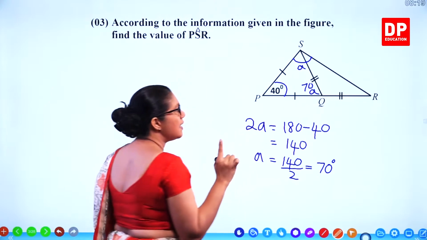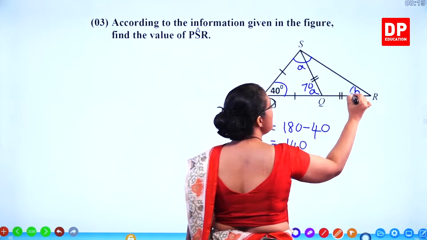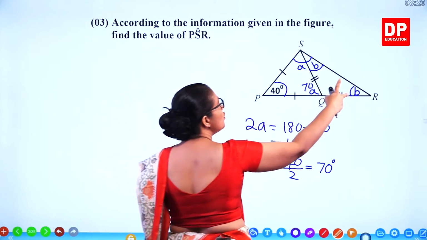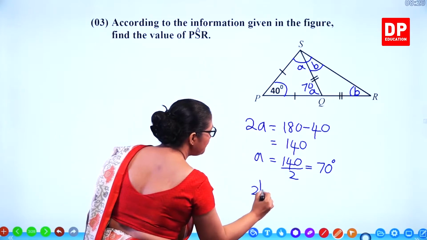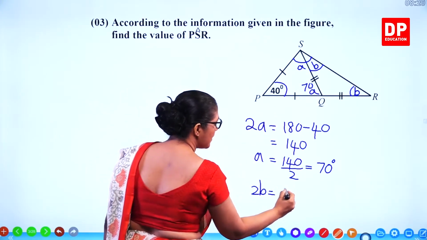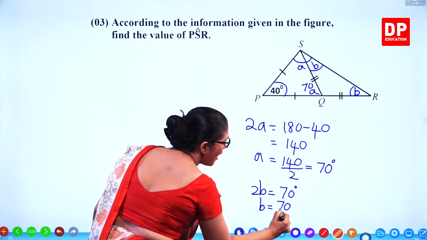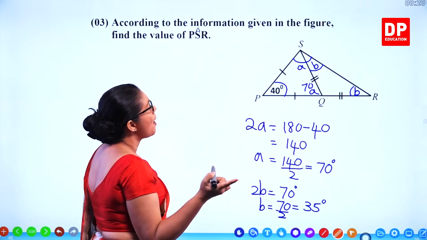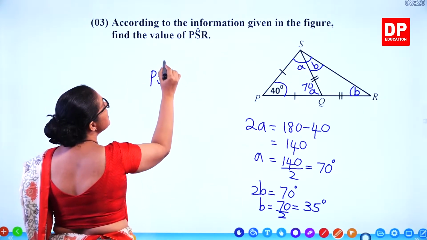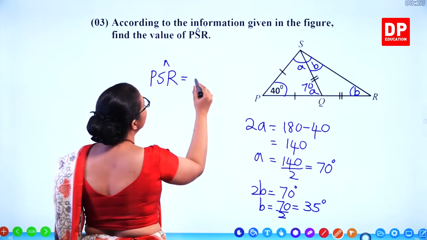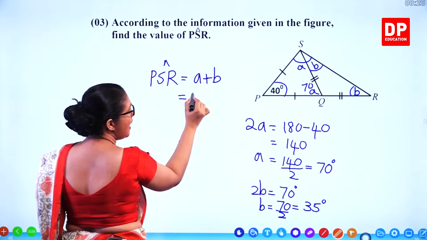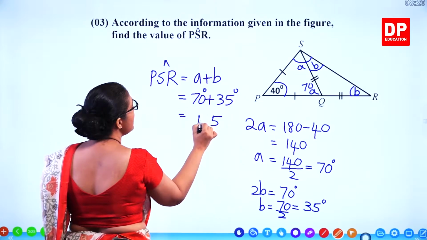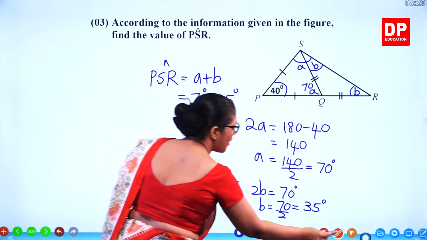Now if this is 70, how can we find these two angles? Can you see? These are the two interior angles and this is also an isosceles triangle. So these two angles are equal. If it's B, 2B equals the exterior angle 70. So what's the B value? B is 70 divided by 2. That's 35 degrees. A is 70, B is 35. What's the PSR angle? PSR angle is A plus B. That's 70 plus 35. 7 plus 3, 10. So 105 is the answer. So you get 2 marks for that.